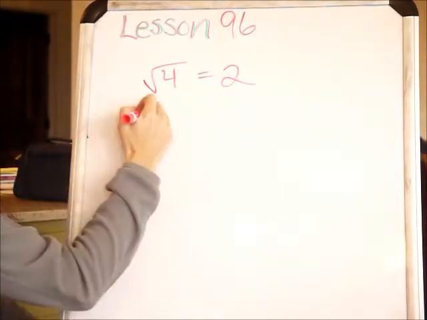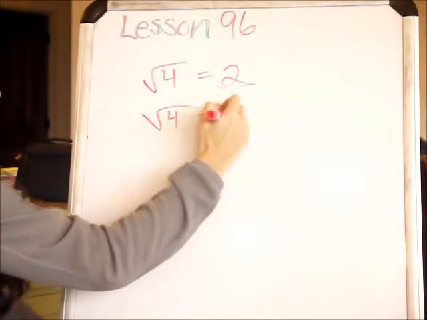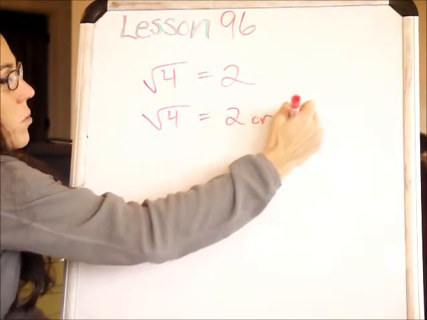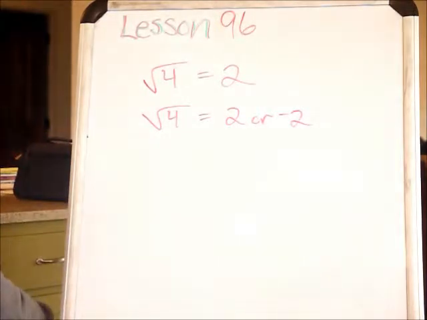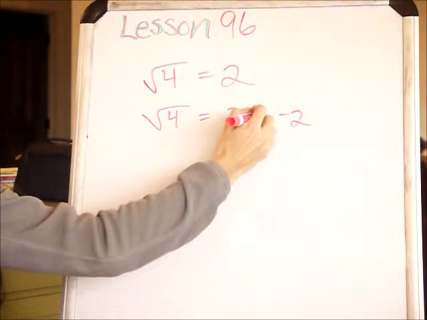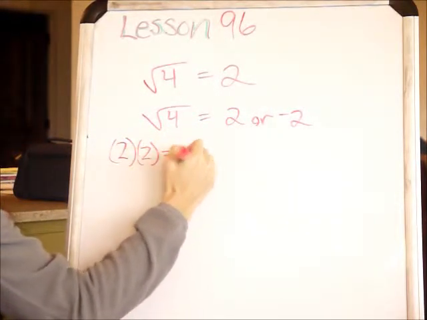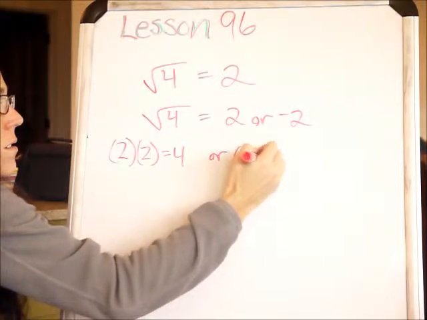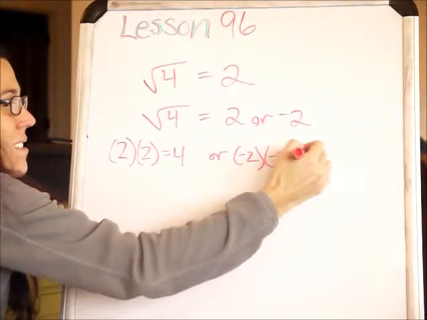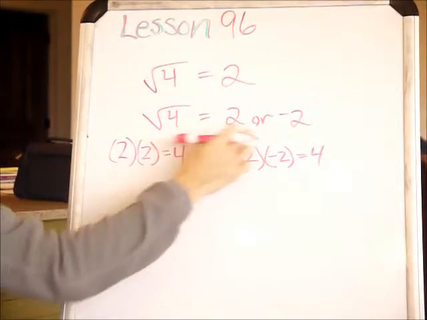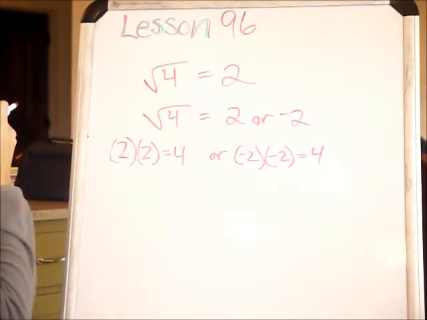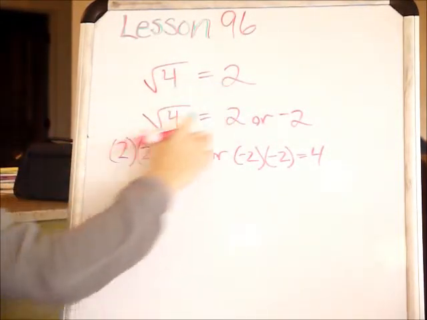Sure. But in reality, isn't the square root of 4 either 2 or negative 2? Why? Think about it. Yes, it is. Because negative 2 times negative 2 makes positive 4. So that would be really easy, true? So why don't we just always do that?